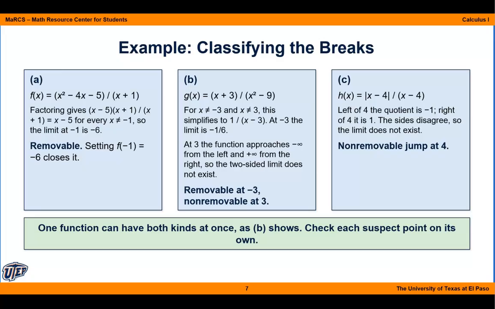In part C, the left-hand limit is -1 and the right-hand limit is +1. The sides disagree, so the jump at 4 is non-removable. One function can contain both removable and non-removable breaks, as we saw in part B. We must check each suspect point separately.